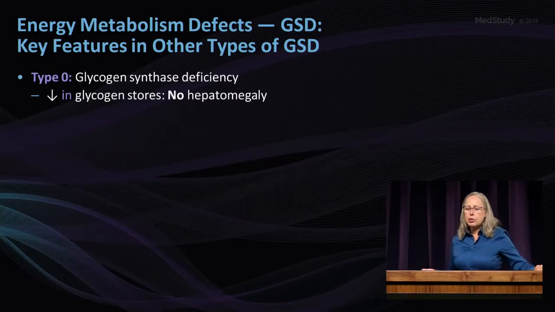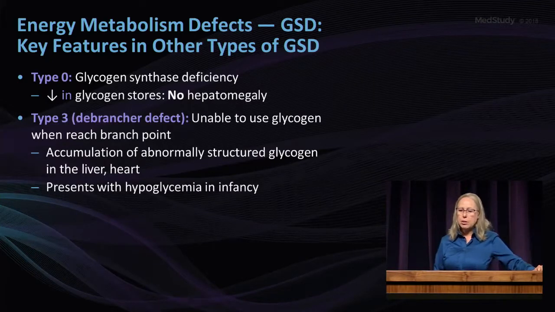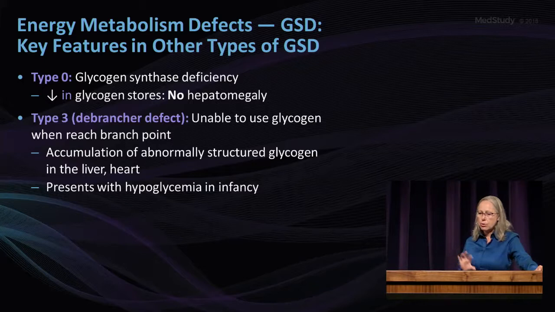So other key features: if you've got type 0, you will not have the hepatomegaly because you have no glycogen stores. Type 3, the debrancher enzyme, you're unable to use the glycogen when it reaches that branch point. So again, it looks like GSD type 1.